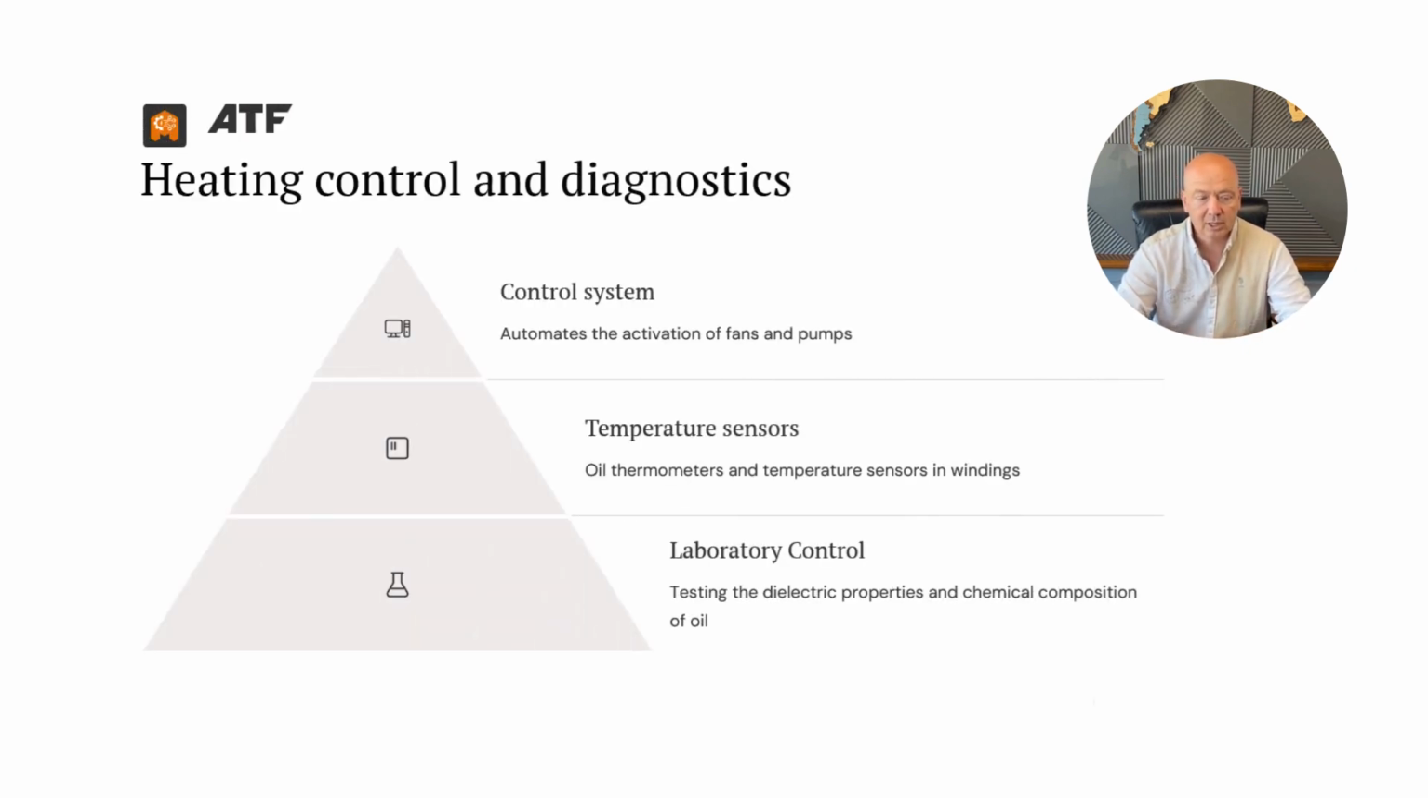To prevent overheating, transformers are equipped with oil thermometers, temperature indicators, and winding thermal sensors, especially in modern models. Signals from these devices are sent to control systems. They activate fans or pumps when set thresholds are reached. Additionally, transformer oil is regularly tested in laboratories to measure dielectric strength, acid number, and water content. These values indicate how much the oil has aged.